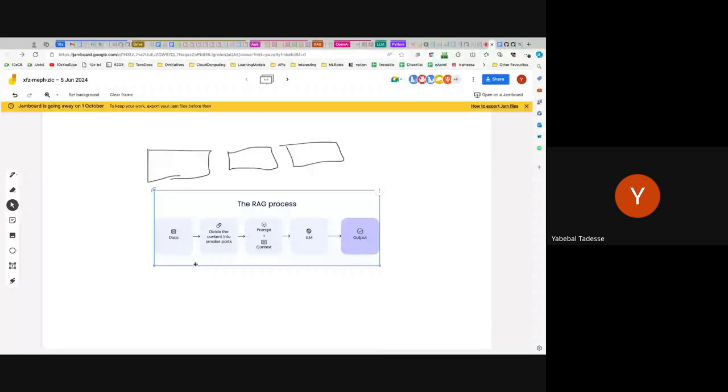Sorry, we don't see your screen if you're sharing it. Okay, maybe if I bring it on the jump board, can you see? Is everyone seeing the jump board? Or let me share my screen. Do you see my screen now?